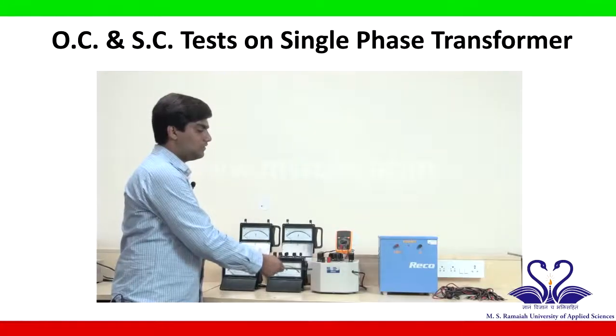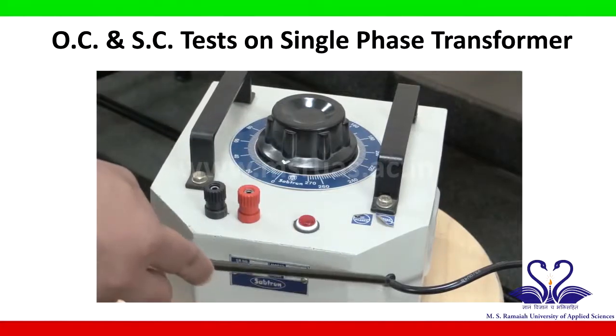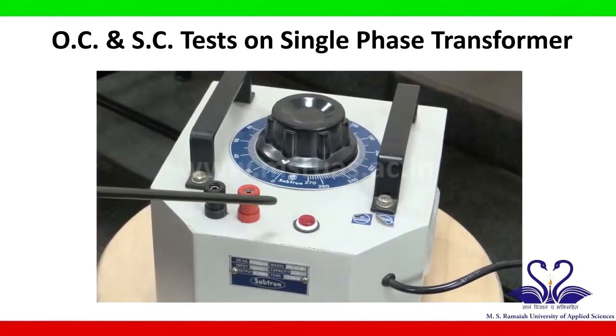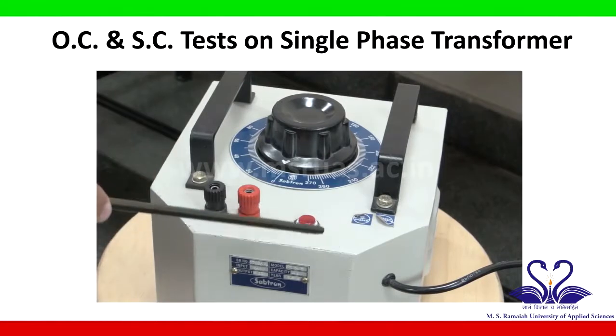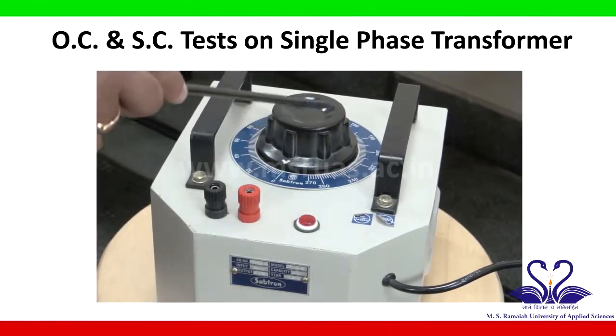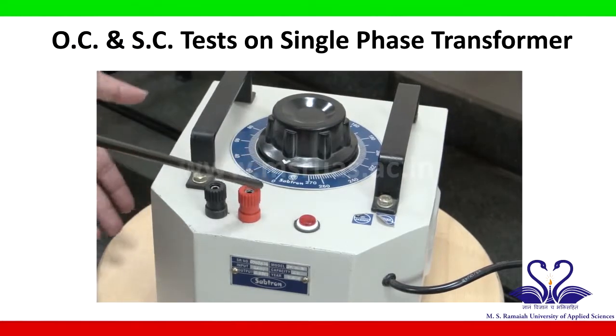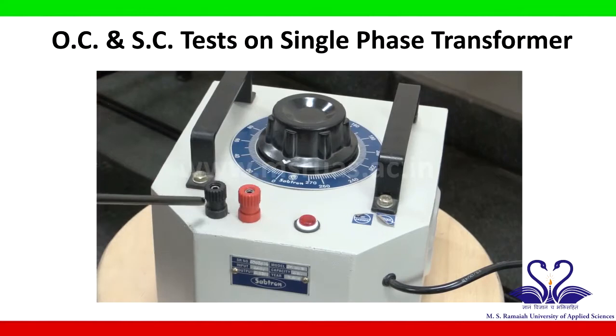This is an auto transformer. The supply for the auto transformer is 230 volts, 50 hertz. An auto transformer is a device where the input is constant and you can obtain a variable output voltage ranging from 0 to 270 volts as per this auto transformer. There are two output terminals, that is phase and neutral.